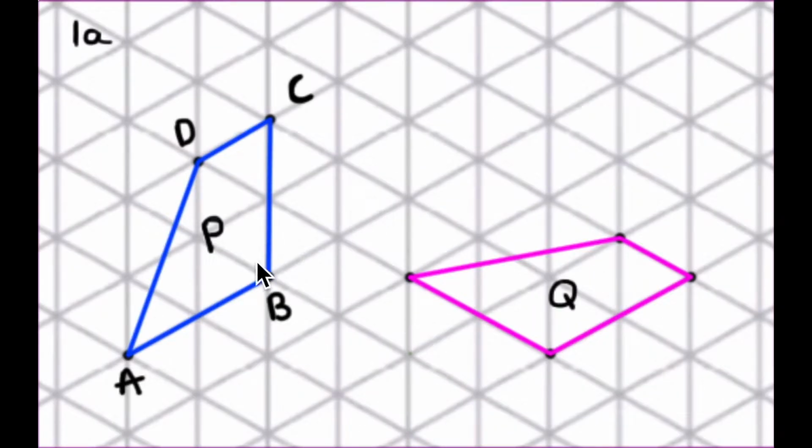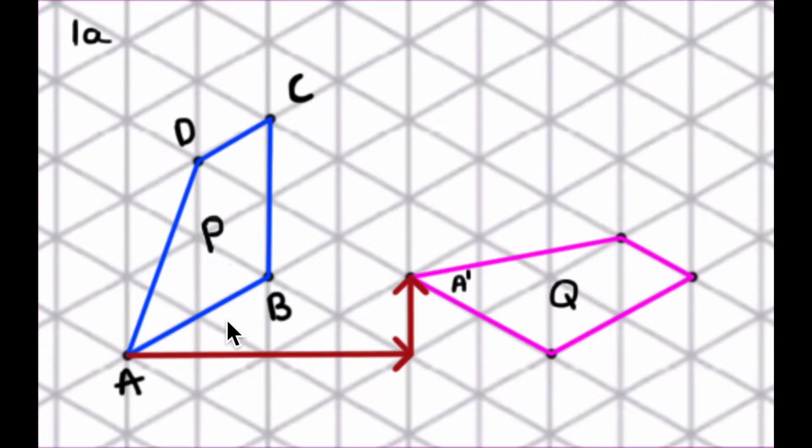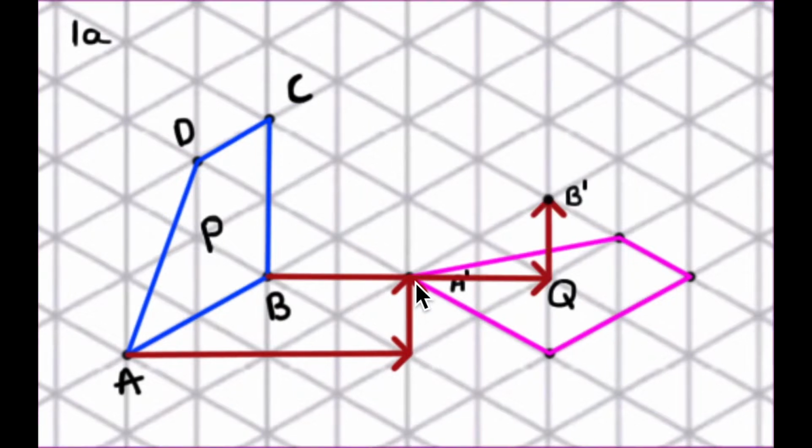The first transformation is a translation of P. So we're going to move P so that A moves to A prime. I'm going to call each of these a unit. This is 1, 2, 3, 4 units in the horizontal direction, and then 1 unit in the vertical direction. For a translation, what that means is the entire figure is going to move 4 units, 1, 2, 3, 4, in the horizontal direction, and 1 unit in the vertical direction.